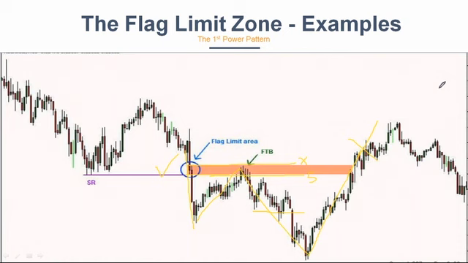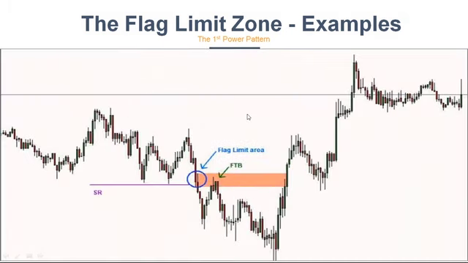Let me erase everything. Go back to the slides. Let's go to the next slide.